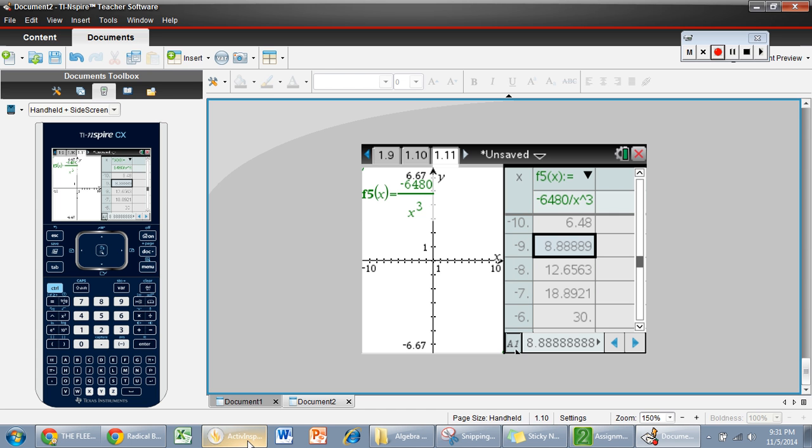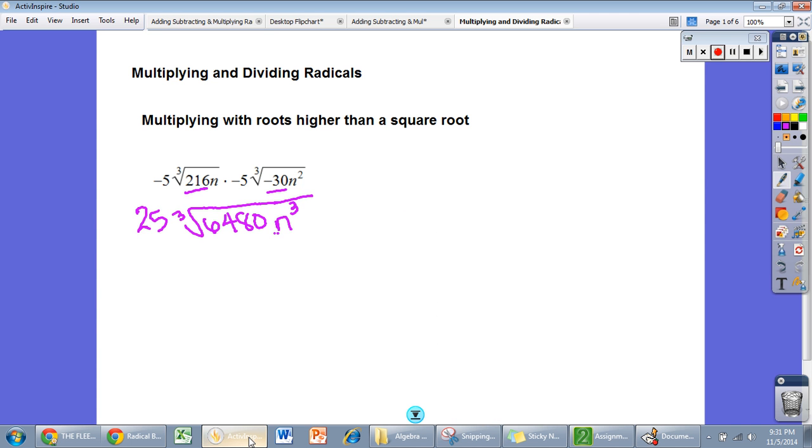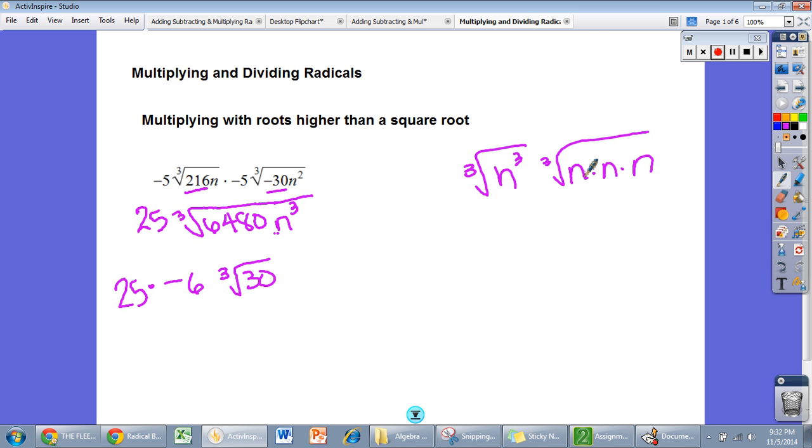So let's go back, and this is going to be a -6 cube root of 30. Now don't forget, we still have to multiply it by our positive 25 that we calculated from earlier. Now we're going to take the cube root of n to the third. Now remember I said if we can make 3 of them, we can pull one out. N times n times n. Yes, indeed, we made a set of 3. We can pull one out.